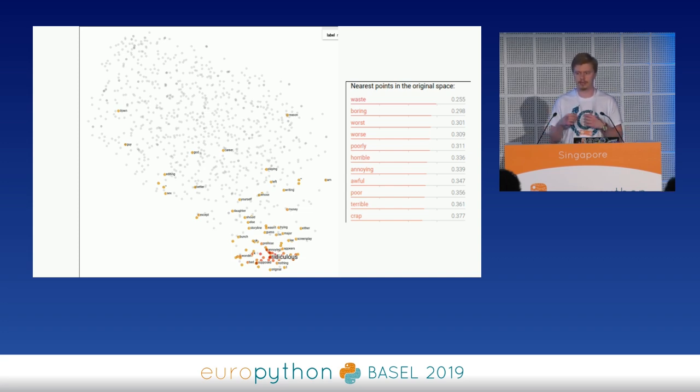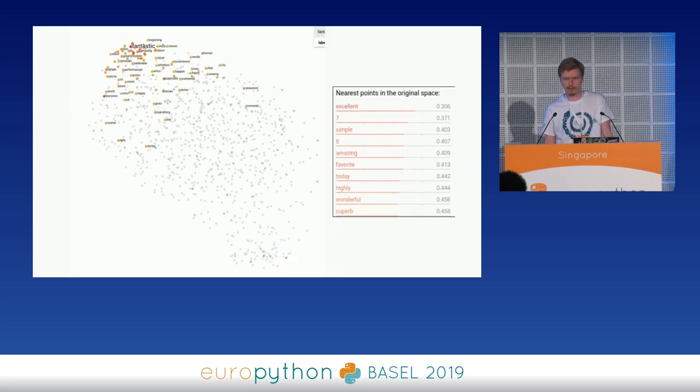As was also stated in the first keynote, we can look at similarity. Here I looked at the similarity to the word "ridiculous", and the closest words to it are "waste", "boring", "worst", "worse". So our network, without even knowing the meaning of the words, learned that they basically mean the review was bad. On the other hand, if we choose the word "fantastic", the nearest neighbors are "excellent", "7", probably like on the numeric scale from 0 to 10, "simple", "8", "amazing", and so on.